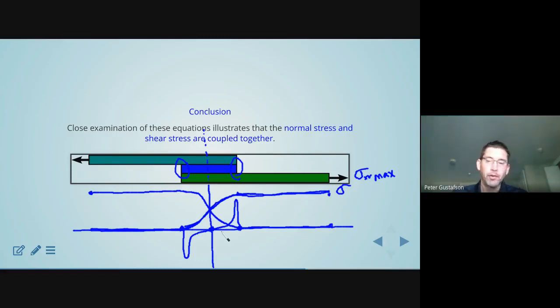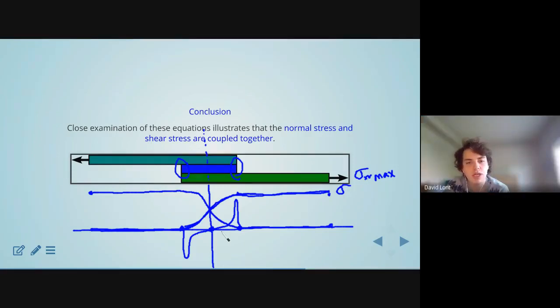Okay, so I'm going to pause for a moment, let you guys digest that and ask any questions that you might have. I have another question. Is the y direction, in this case the vertical axis, just the magnitude of sigma, or is that tau?